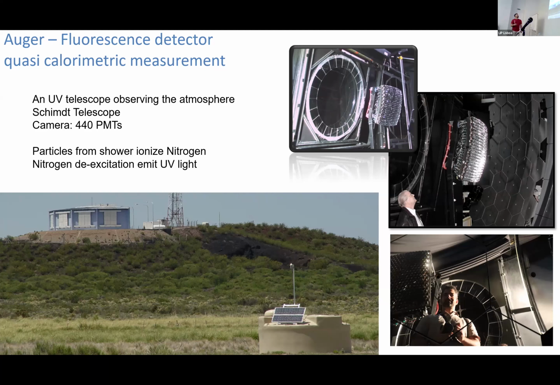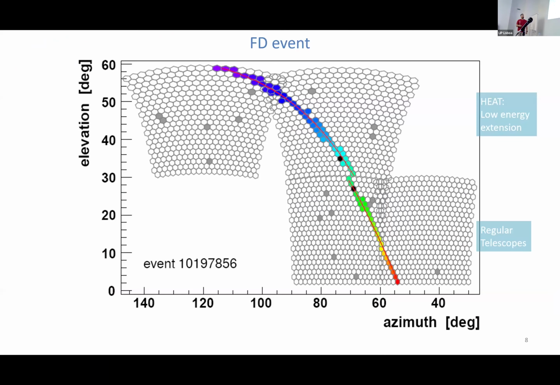The particles from the shower will ionize the nitrogen, and the nitrogen de-excitation emits UV light, and this is how you measure the energy. This is what you get on a low energetic and very nice event, because you have the low energy extension and the regular telescopes. The regular telescopes only see up to 30 degrees in the sky, and so you can only see larger showers.